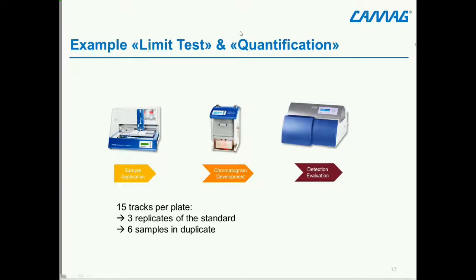For limit test and quantification, we don't have the whole HPTLC process, we just have the steps sample application, development and detection. For this, no derivatization is needed. And if we focus now on the limit test, where HPTLC is really a nice tool because multiple samples can be analyzed in parallel, you can then have this analysis done in a very short time. 15 samples can be applied on one plate, and if you apply the standard, the set limit, in 3 replicates, and the samples, each one in duplicate, then you will have 6 samples per plate.